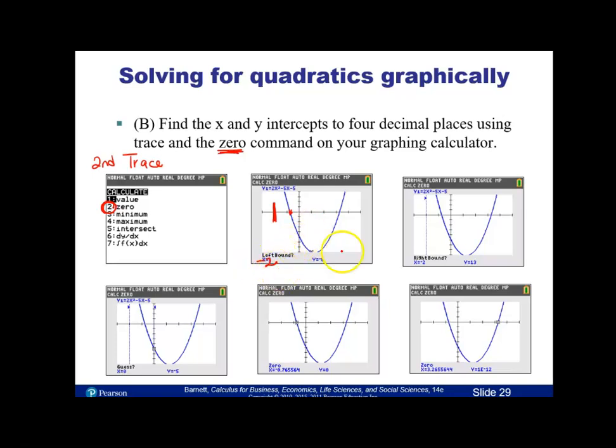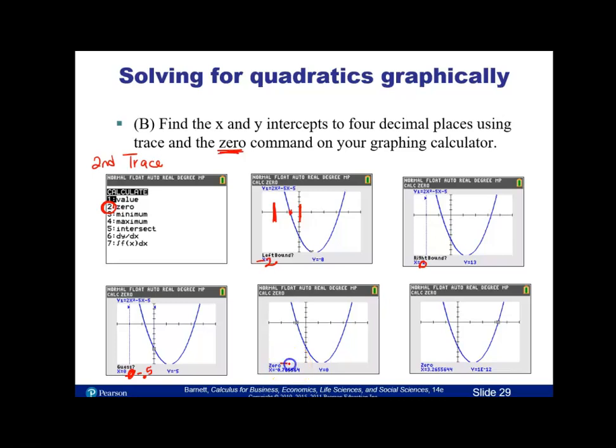Okay, so don't pay attention to the numbers that are in here, because that's just something that was preset on the calculator. Then it's going to say, what's a right bound for it? Well, something to the right of this point here that I'm trying to estimate. So maybe 0. Let's put 0 for the right bound. Then your calculator says, what's a good guess? Looking at this, it looks like it's close to -0.5. So let's put -0.5 as our guess.